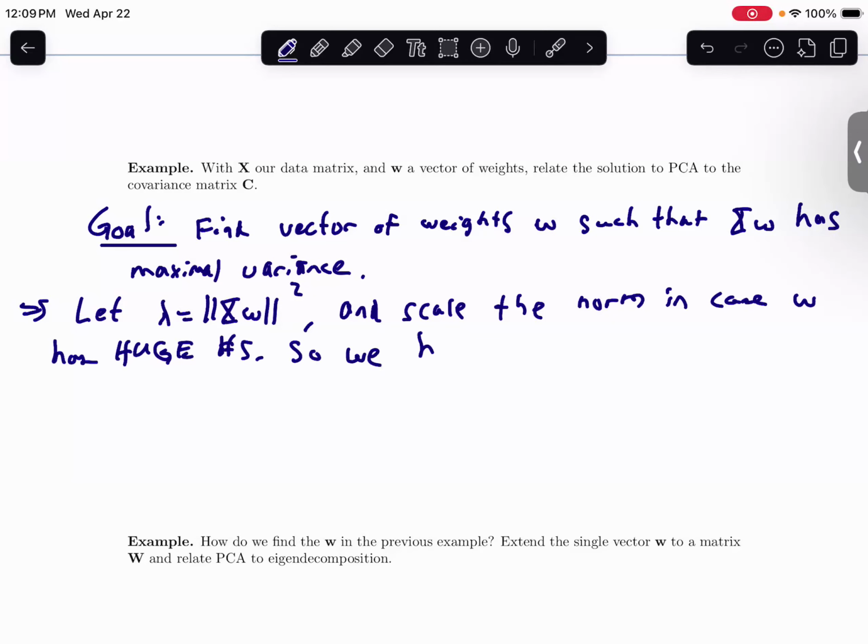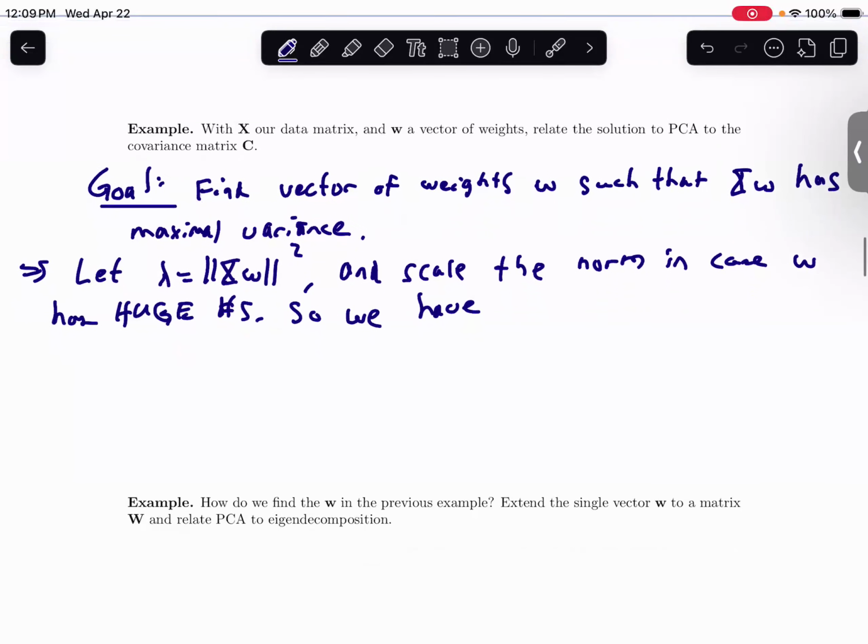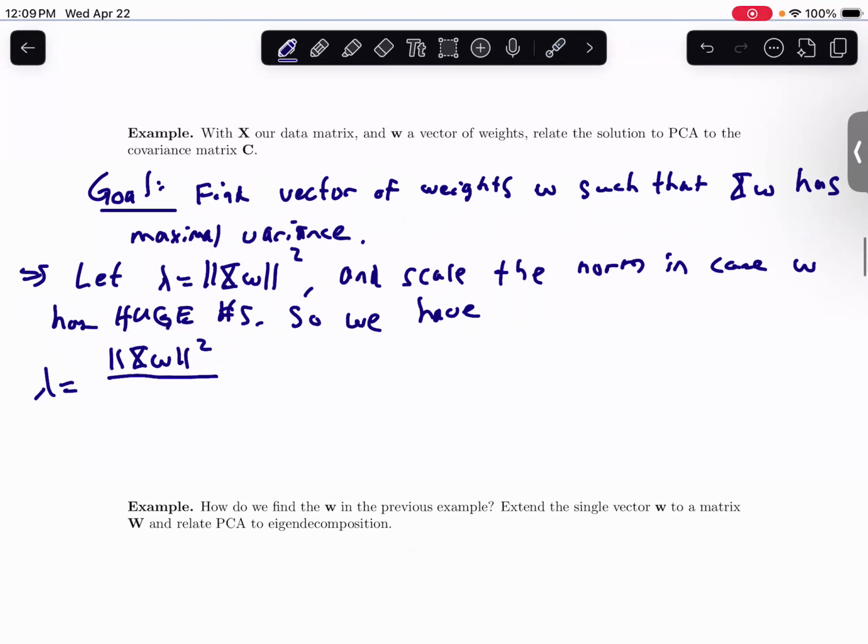And this is a calculation we've seen a couple of times at this point, or at least it will look similar to the things that we've done. So we have that lambda is equal to the magnitude of XW squared, and then we're scaling via division by the magnitude of W squared, in case the numbers in W are too large.